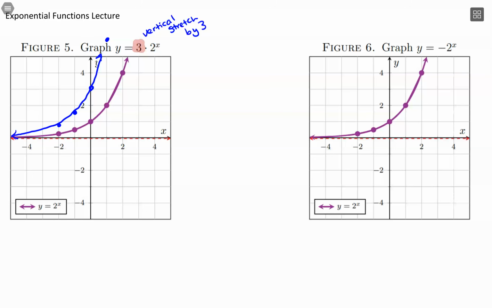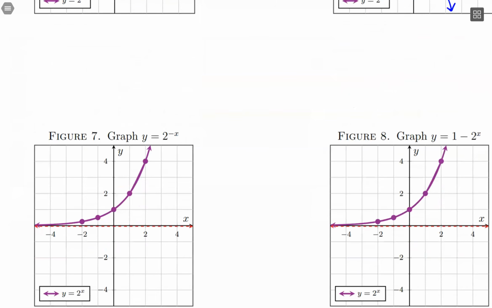With -2 to the x, this negative's on the outside, so this is where we reflect over the x-axis. So what we're going to do is just change all of the y values to negative. So where I have +1, it would now be -1, +2, -2, +4, -4, +1/2, -1/2, +1/4, -1/4, and the asymptote doesn't move. So we'll have something like this.